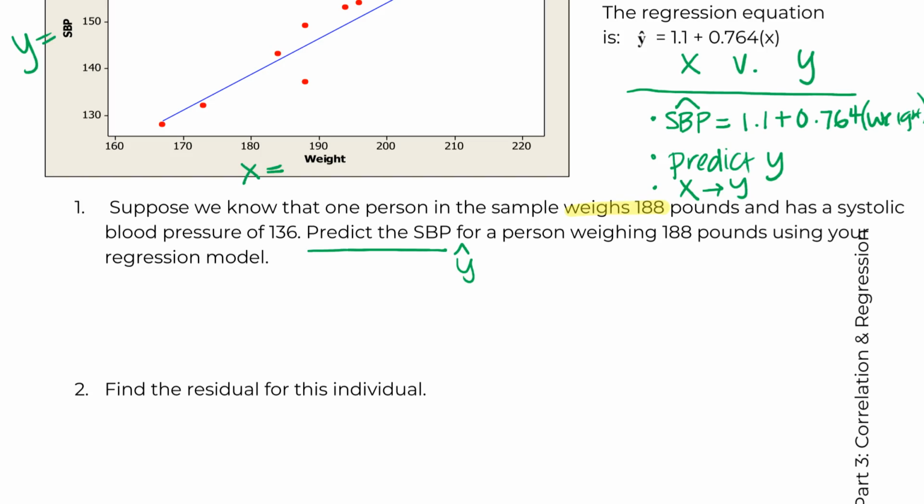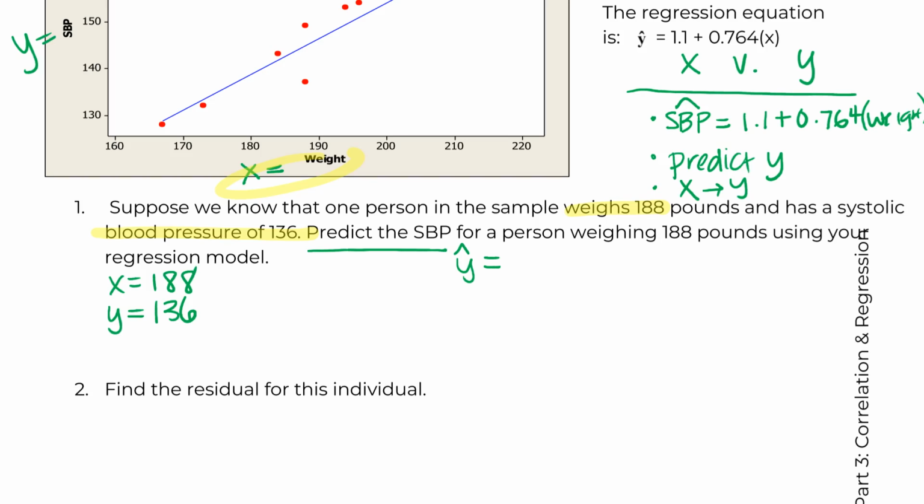We have a weight of someone, which we just said was our X variable, right? So we have an X of 188. We have a systolic blood pressure, and this is a real systolic blood pressure of 136. And we know we're looking to predict the systolic blood pressure. So we're looking for a Y hat.